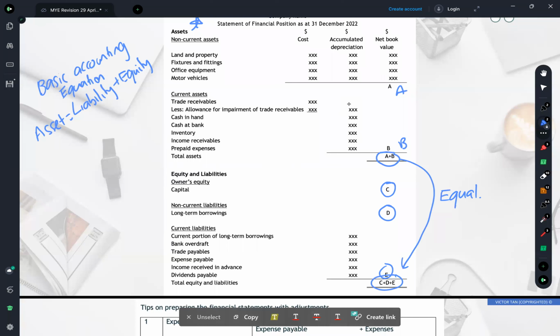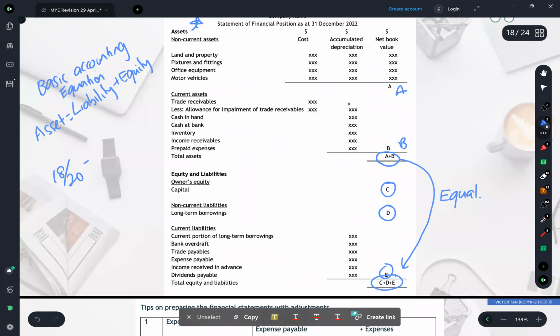And I do have students who are very stressed. Oh, I cannot balance, I cannot get the same answer. I keep telling my students, it's okay, as long as you've been following my steps, you do whatever I tell you to do, you can get 1 or 2 wrong.